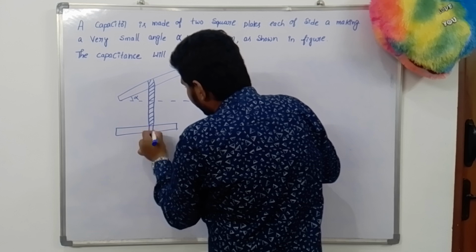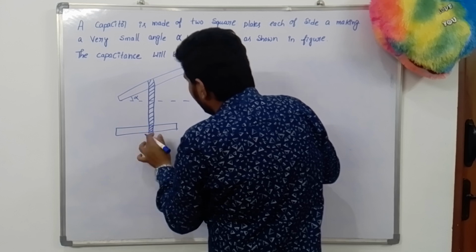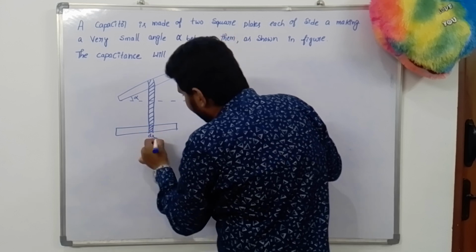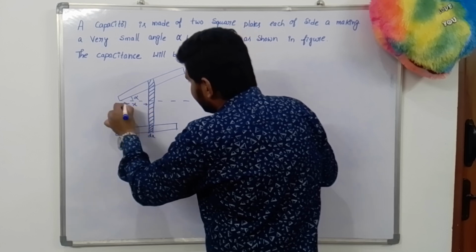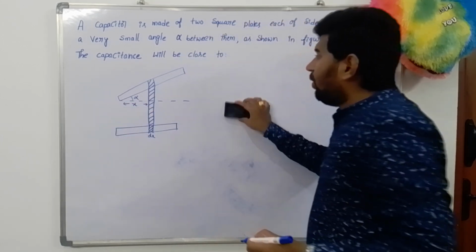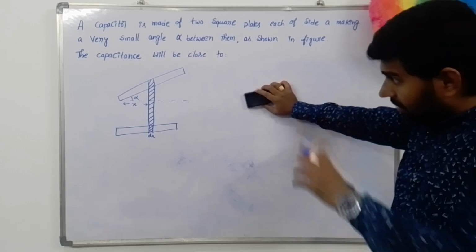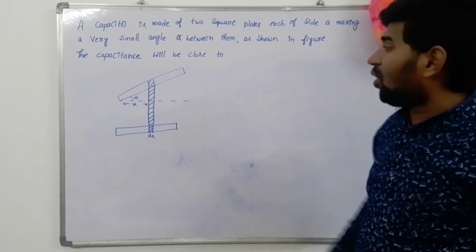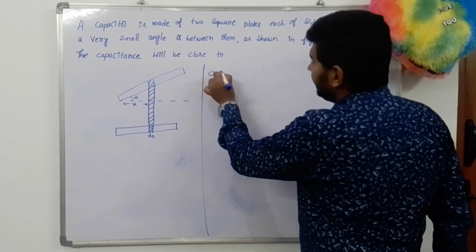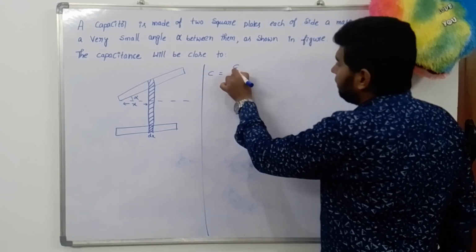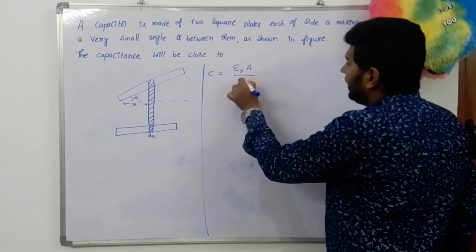I will consider a small element here. The width of the element is dx. The element I will consider is at a distance of x. It is clear. Now we have to find out the capacitance of this element. How to find out the capacitance of this element? We know that C is equal to, what is the formula? Epsilon naught A by D.